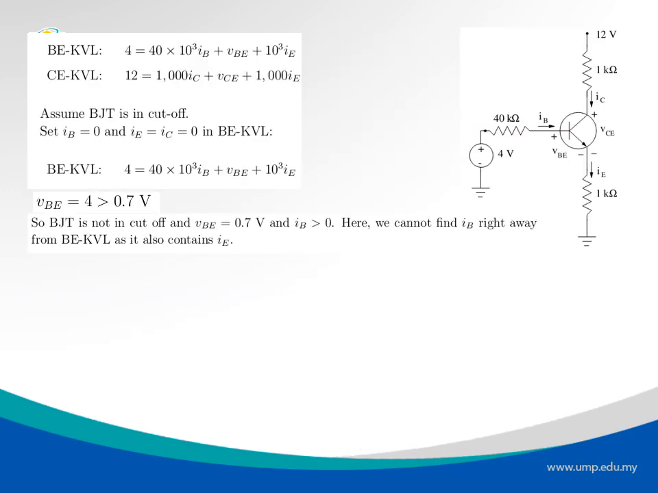So let's have a look. Here the question is over here now. The first thing that we need to do is basically to check whether our transistor is in on mode or in off mode. So to do so, the first one is to check if our BJT is on. To do so, we assume that the BJT is in cut-off mode.